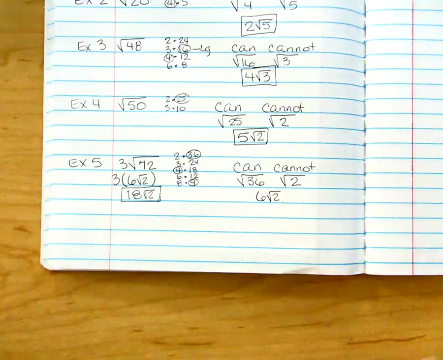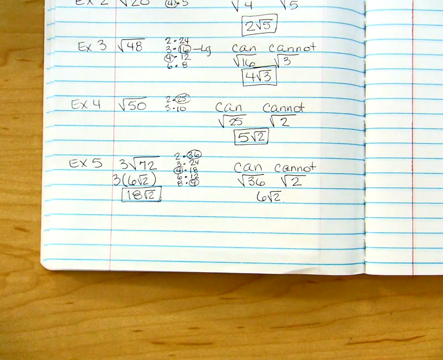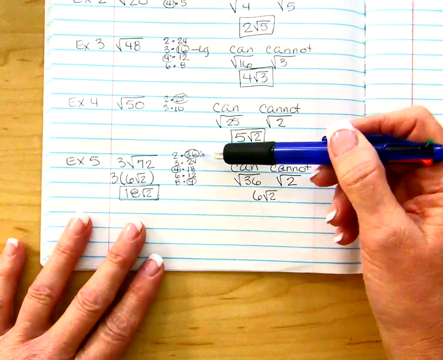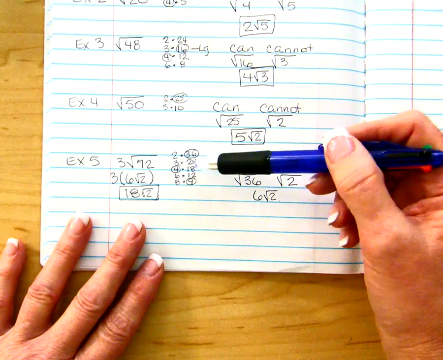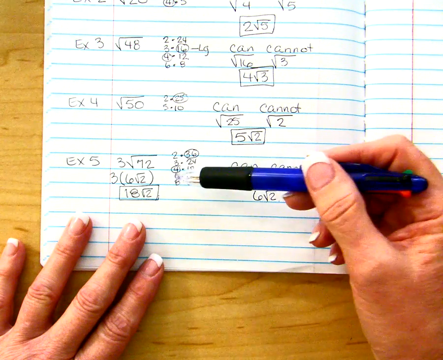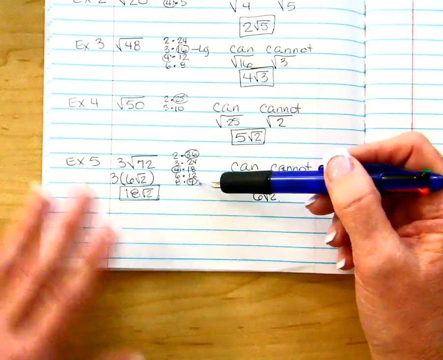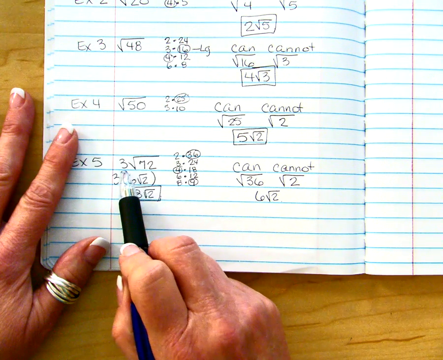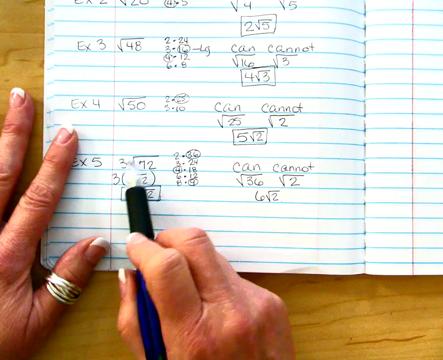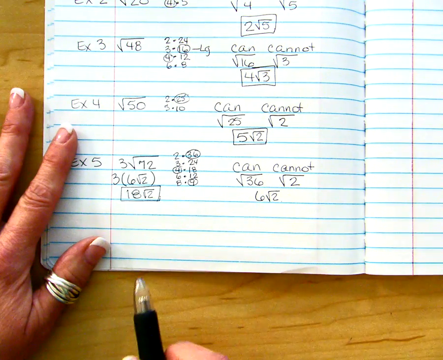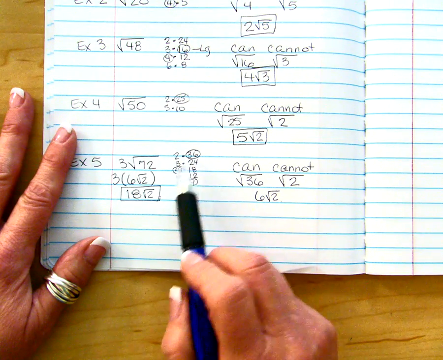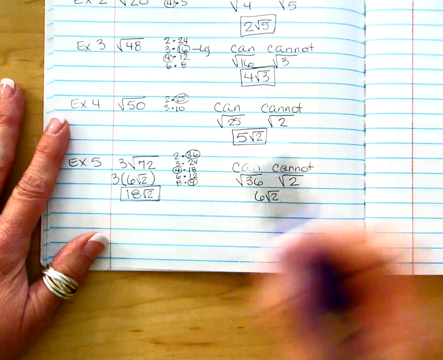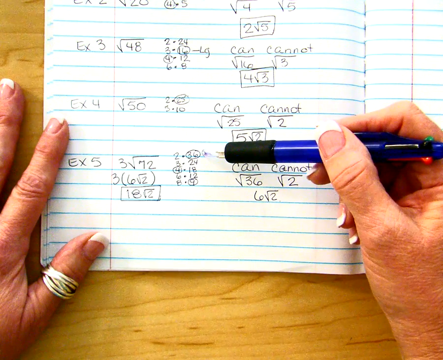In example 5, we have a much longer list of perfect squares that are factors. So here we have 2 times 36, 3 times 24, 4 times 18, 6 times 12, 8 times 9. All of these are factor pairs for 72. We are going to leave the 3 alone for now and focus just on the square root of 72. We see that 36, 4, and 9 are perfect square factors. We want the largest perfect square factor, so we're going to use the 36.